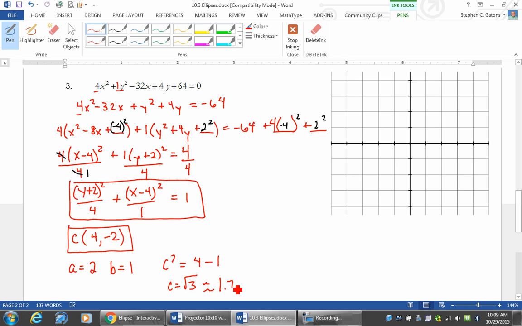Get a decimal approximation for that. It's like 1.7 if I remember from geometry. Okay. Now we're ready to do the graph. Start at the center. 4, 1, 2, 3, 4.